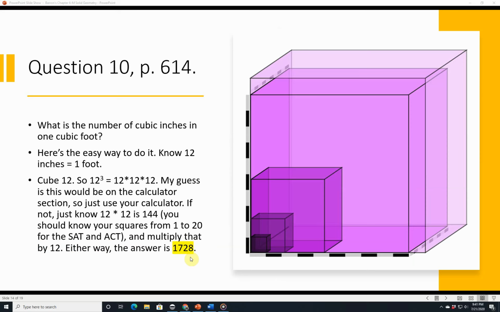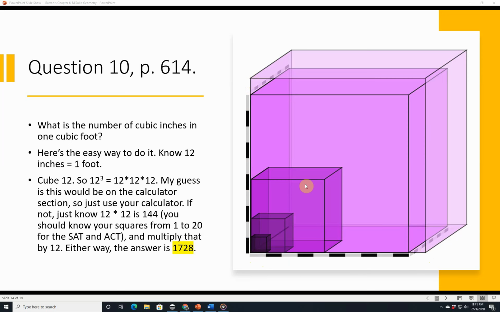So, question 10. What is the number of cubic inches in 1 cubic foot? Here's the easy way to do it. Know that 12 inches is equal to 1 foot, and then you're just going to cube 12. So let's take this little diagram here. Now we have 1, 2, 3, 4, 5, 6, 7, 8, 9, 10, 11. Ideally we'd have 12 here, but we don't. But you see the principle: if this is 1 foot, you can divide it into 12 inches. You can divide this edge into 12 inches, and this edge into 12 inches.